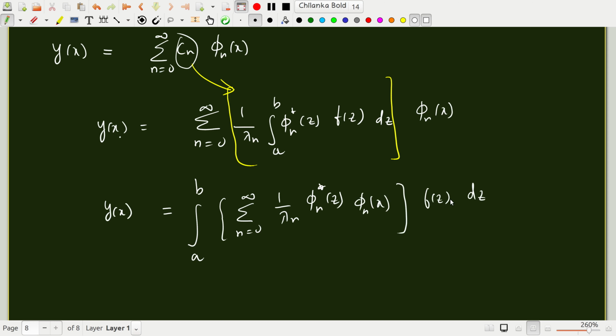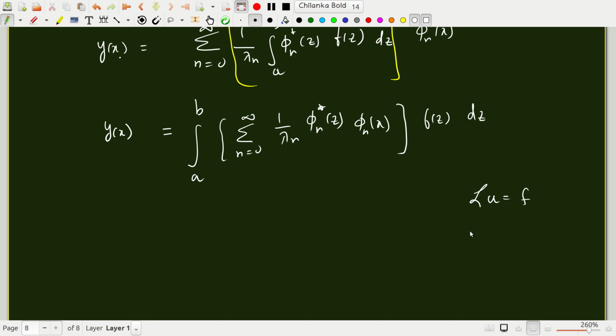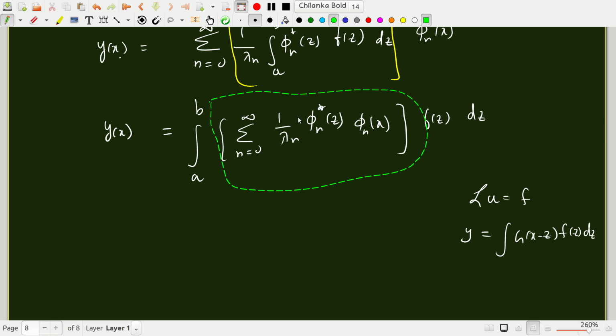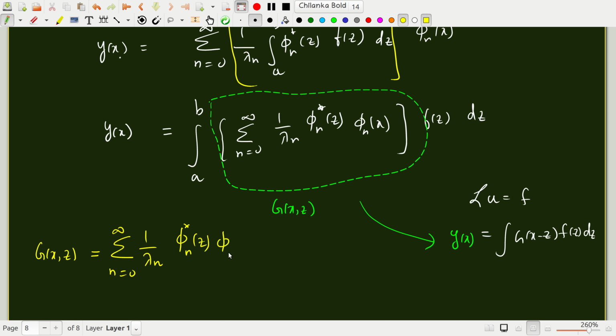Okay, but from the definition of Green's function, we know that if I have a problem Lu equal to f and y is written as integral of g of x minus z f of z dz, right? So this entire thing is actually the Green's function to the problem, g of x z. So that means that you have found an alternative way of expressing the Green's function to a linear operator in terms of the eigenfunctions of the operator. N equal to 0 to infinity 1 by lambda n, where lambda n is the eigenvalue, phi n star of z phi n of x. So there are two variables. So this is another way of expressing the Green's function to the problem based on eigenfunction expansion.